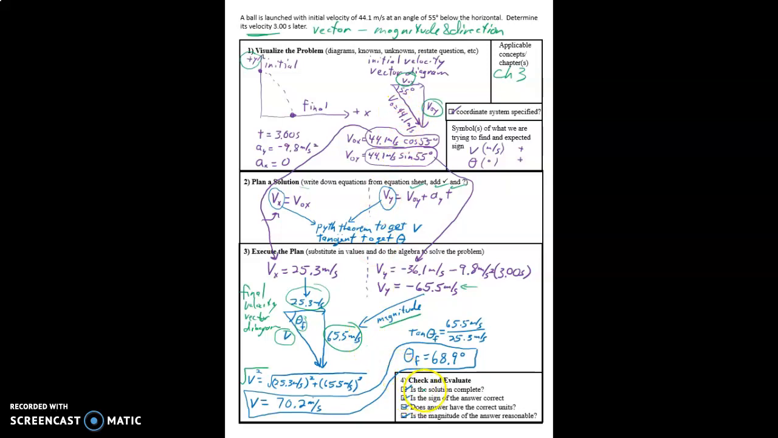Okay, so we have completed the solution. The sign is correct. These are just both magnitudes. Correct units, yes, degrees and meters per second. And we talked about the magnitude of the speed. The angle, it also makes sense that it's greater than 55 degrees. As it falls, the further it goes, the greater this angle is going to be.